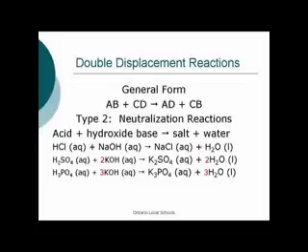For the second one, we have H2SO4 plus 2KOH is going to yield K2SO4 plus 2H2O. And then finally for the third one, we have H3PO4 plus 3KOH will yield K3PO4 and 3H2O.